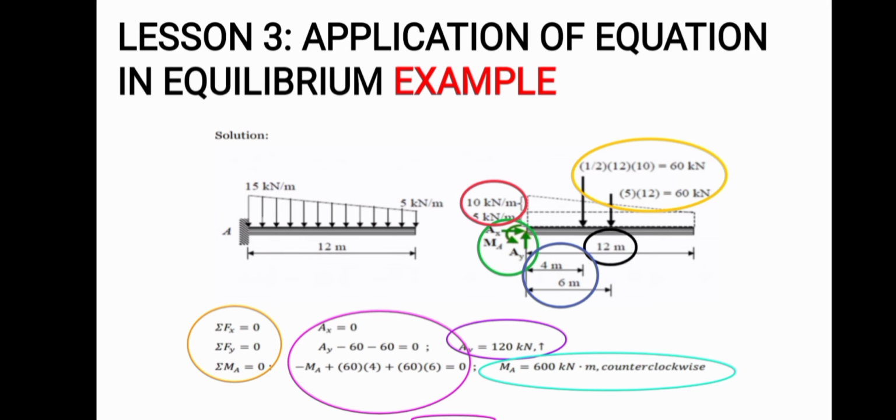For the magnitude, we have to compute the area of the triangle. So we have 1/2, the base is 12, and the height is 10, which is equal to 60 kN. And for the rectangle, all we have to do is compute the area. That area is just the base, which is 12, multiplied by 5, so this is also 60 kN. And the distance where our resultant is acting is half of the span length, which is 6 meters.